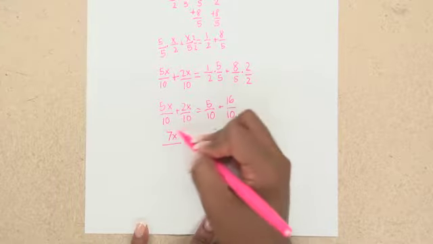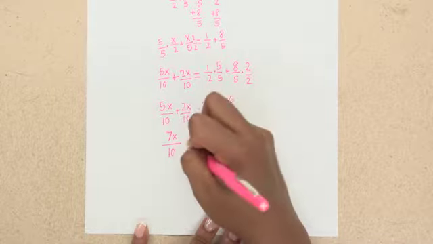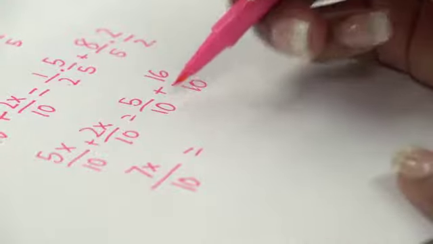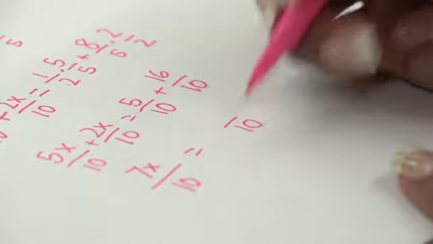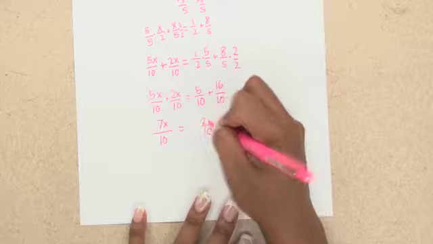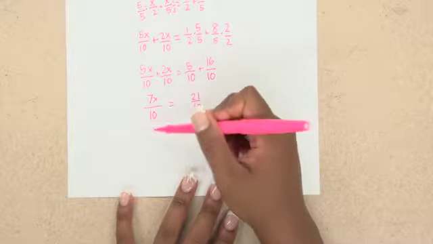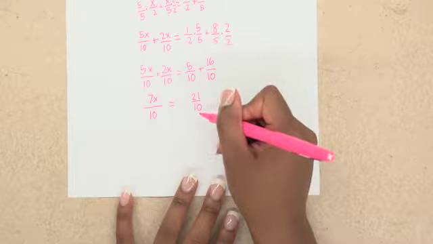And when we're adding, we're not going to add the denominator. That's how many pieces we have. Same thing on the other side. We're not going to add the denominator. That just stays the same. And we have 5 plus 16, which is 21. We're almost there. So we have 7x over 10 equals 21 over 10.